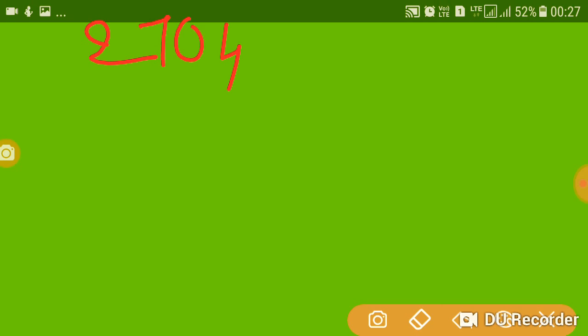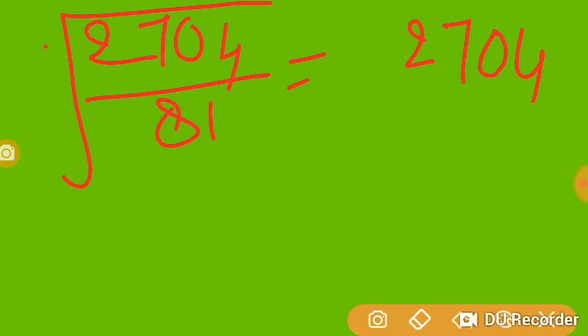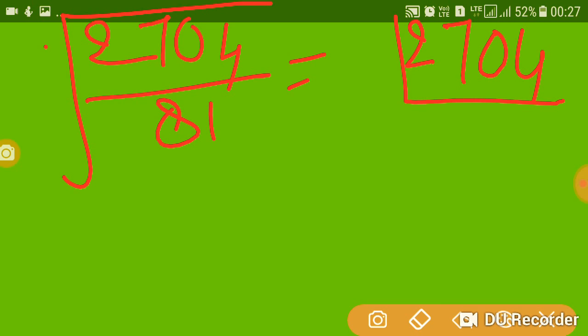Next is the square root of a fraction. Let us see with an example. If we have to find the square root of a fraction, that is 2704 divided by 81, how will we find it? We will first find the square root of 2704.